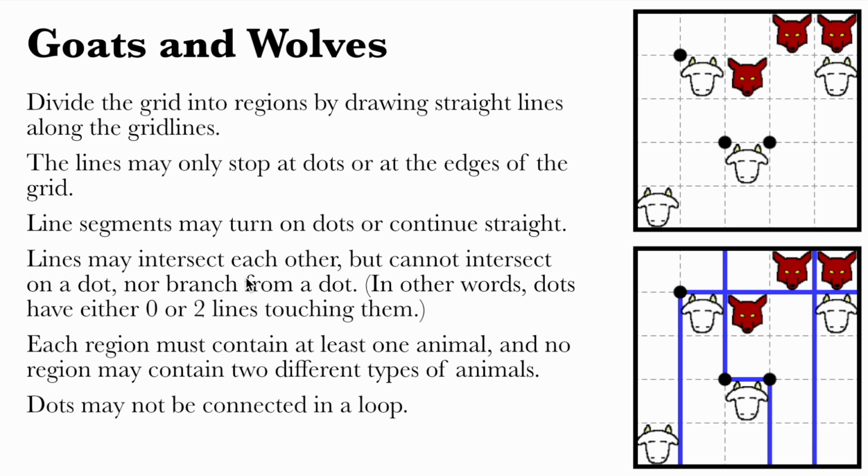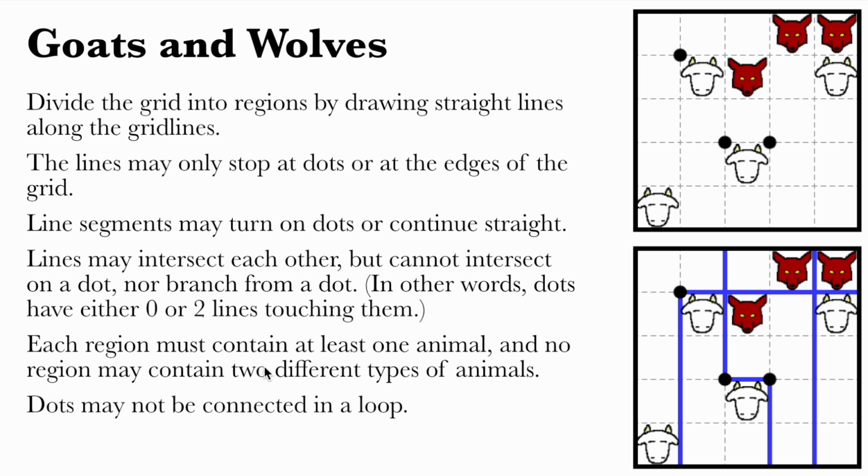Lines may intersect each other, but cannot intersect on a dot nor branch from a dot. In other words, dots have either 0 or 2 lines touching them. And again, in this example, we mentioned that the dots all have turns. They'll have 2 lines touching them, but we could have dots that are not touching any lines at all, that are just loose in the grid. That would be allowed.